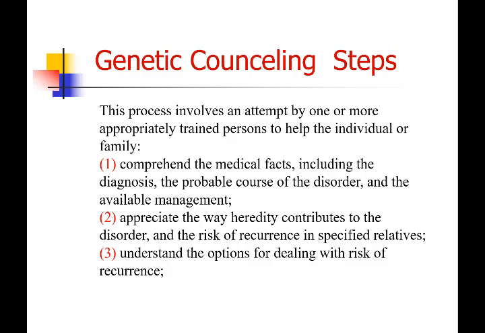In the second step, in order to find out the exact way the heredity contributes to the disorder, you have to draw a pedigree, as I will tell you how the pedigree drawing is done. The third step is to understand the options for dealing with the risk of recurrence. Every family may have a different idea for the management or the risk of recurrence for their disorder.